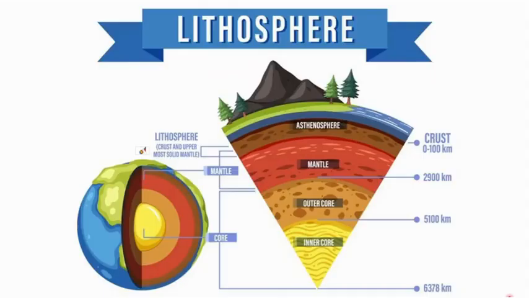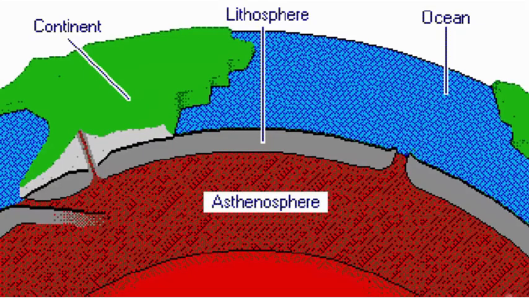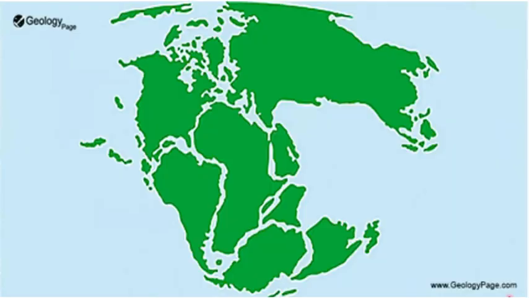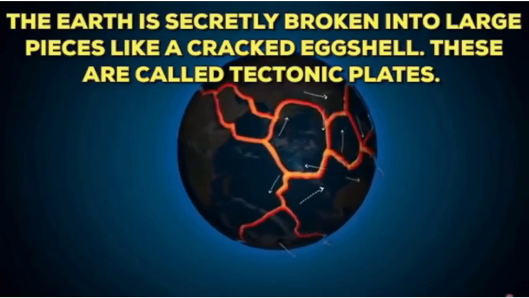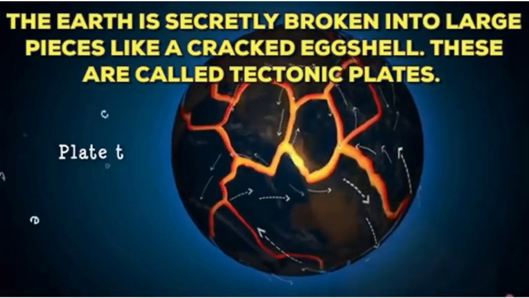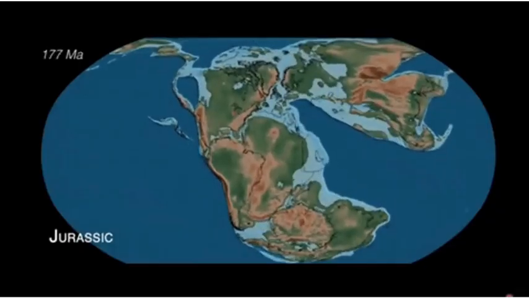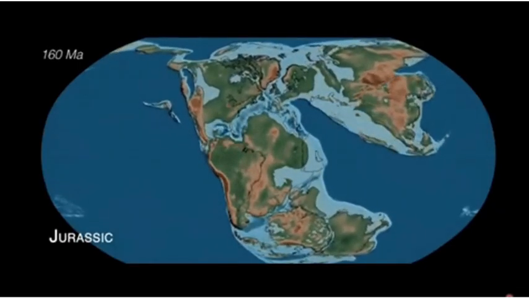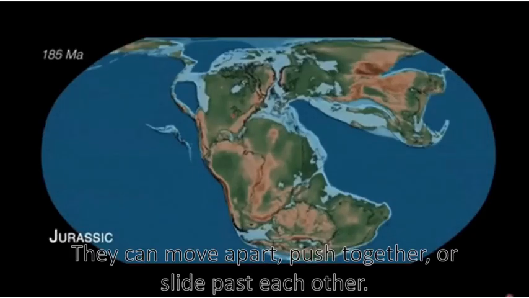Now, let's have the lithosphere, which is the outermost layer. It includes the crust or the surface layer and the upper part of the mantle or the layer below the crust. The lithosphere is not a single solid piece. Instead, it's broken into several large and small pieces called tectonic plates. They say that the Earth is secretly broken into large pieces like a cracked eggshell. These are called tectonic plates. These tectonic plates are always moving, but very slowly. They can move apart, push together, or slide past each other.